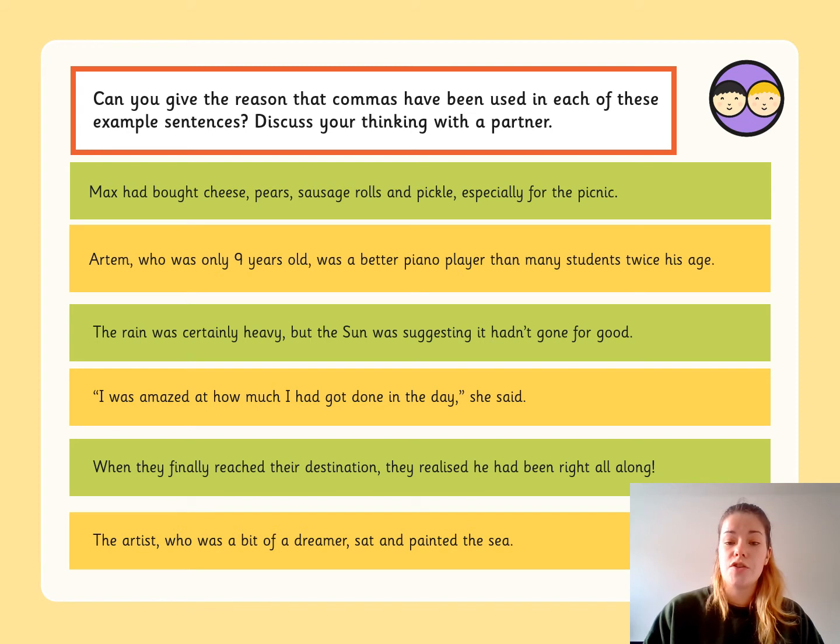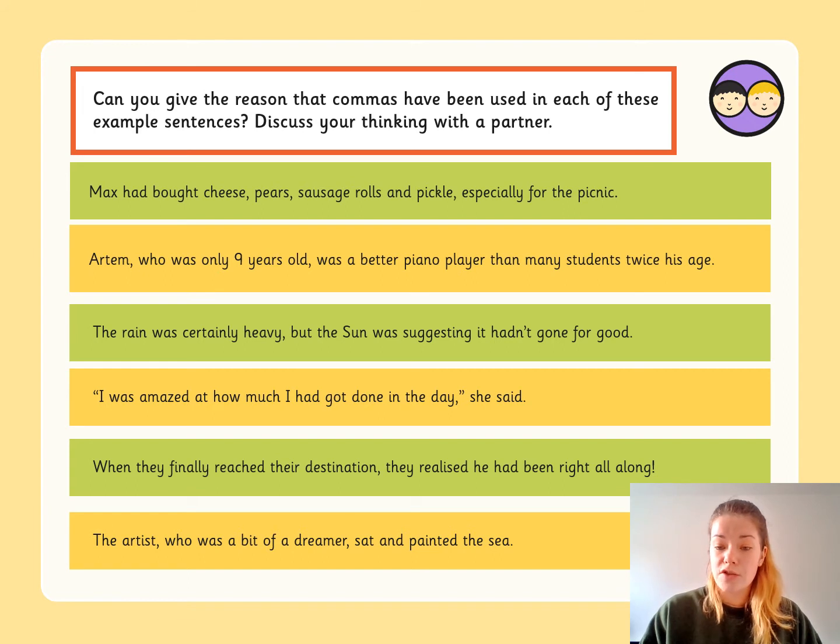So for that first sentence, you might have written down that it was a list. So they're listing the things that Max has brought to the picnic. So that could be why we've used commas there. For the second sentence, they've been used to indicate that a relative clause is present within that sentence. So who was only 9 years old? Remember, who is my relative pronoun? Our third sentence, it's been used to indicate that a subordinate clause is there. So some extra information has been put into this sentence, and that's why we've used that comma.